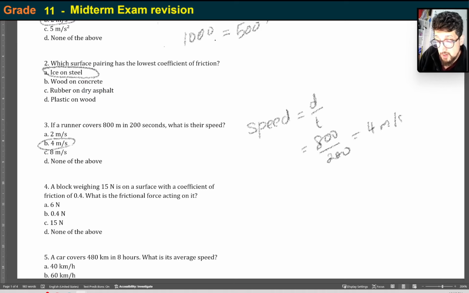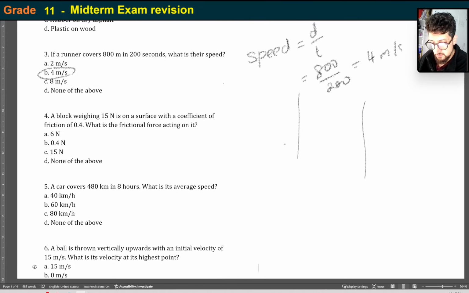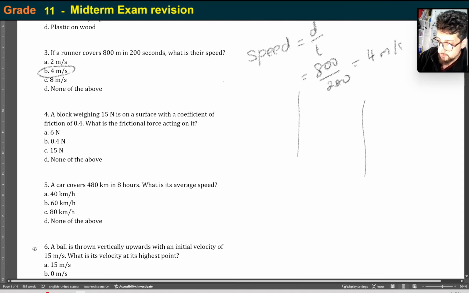A block weighing 15 newtons. Let's go down a bit. Oops. I'm trying to go down, but why isn't it going down? Hang on. Is it me? Oh, no, it's not me.